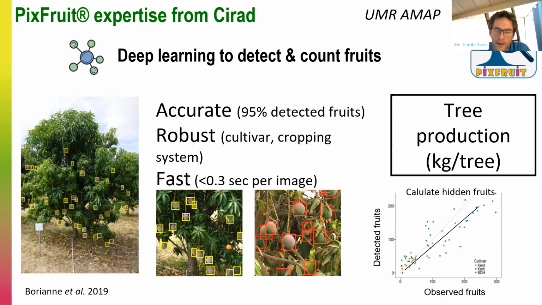And we developed small corrective models to put right after the YOLO detections to take into account the fruits that are not visible on the image, that are hidden or counted twice, because we take two pictures, one from each side of the tree, to get our estimates. And with this small correction, which is a linear model, we provide a pretty good tree production estimation in kilograms per tree.